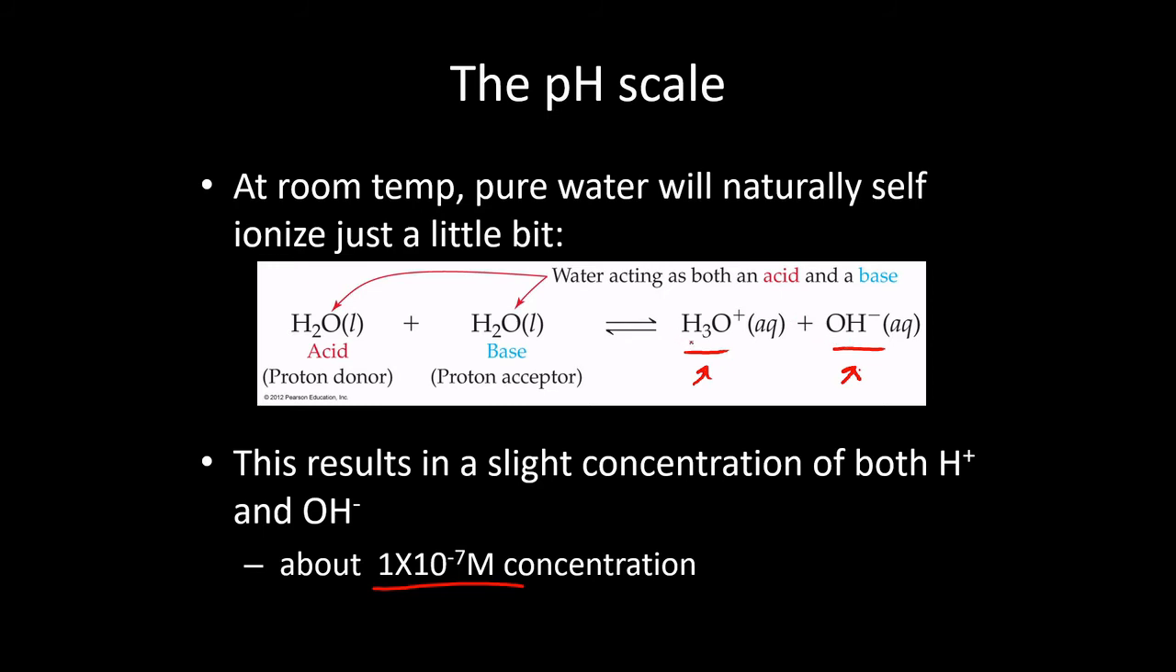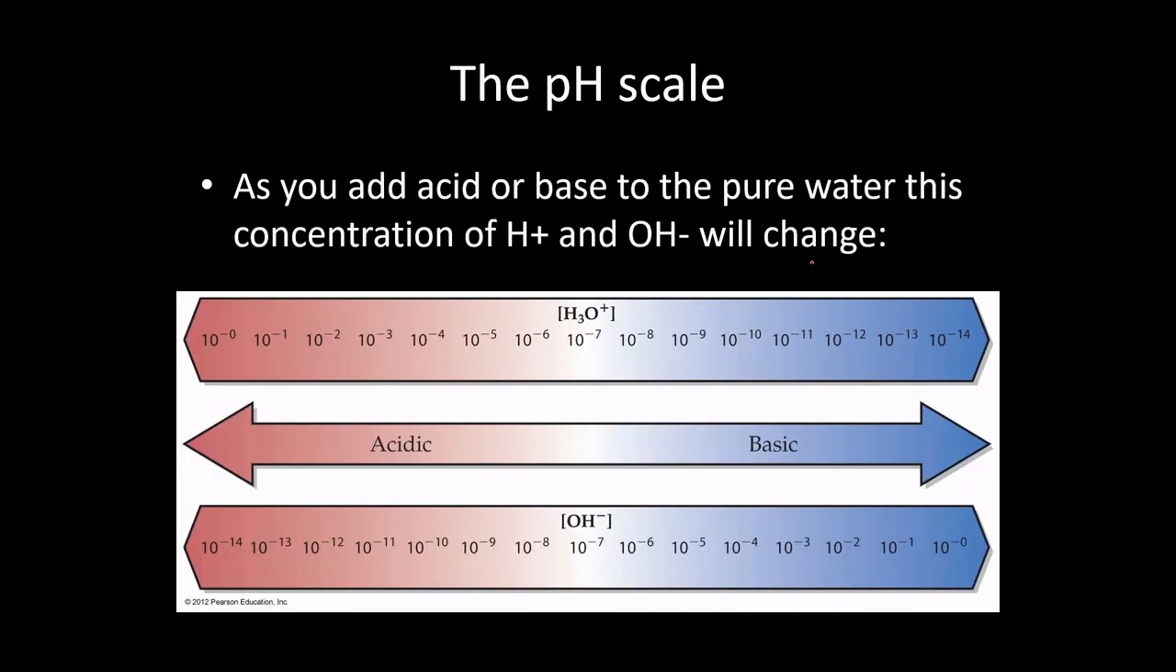If you put a whole bunch of H plus, a whole bunch of acid into water, there won't be very much OH minus, but you'll still have a little bit in there. There's always going to be some amount of both. And so what we do to measure the relative acidity and basicity of a solution is just to track those two concentrations. We track the concentration of OH minus and the concentration of H plus, and they are related to each other. They always go in opposite directions. If one of them is increasing, the other one is decreasing.